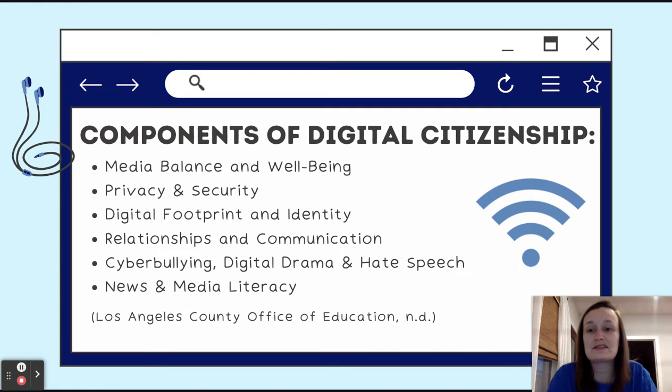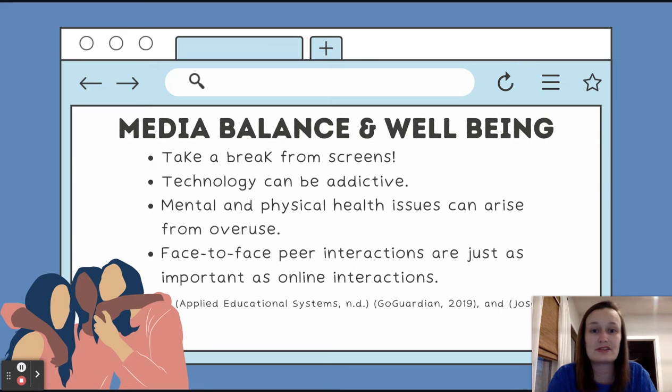So, components of digital citizenship. There are six main components, and they are media balance and well being, privacy and security, your digital footprint and identity, relationships and communication, cyberbullying, digital drama and hate speech, and then news and media literacy.